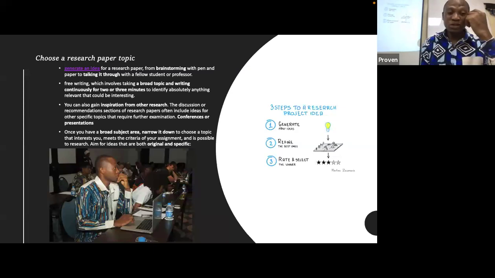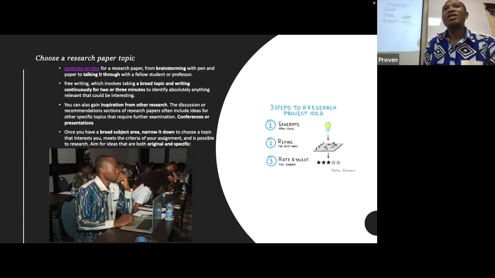Yeah. So those are some of the ways in which you can generate the idea. And then once you have the broad idea, you narrow it down and you choose a specific topic that interests you and that meets the criteria of your assignment. And then that topic is possible to research.